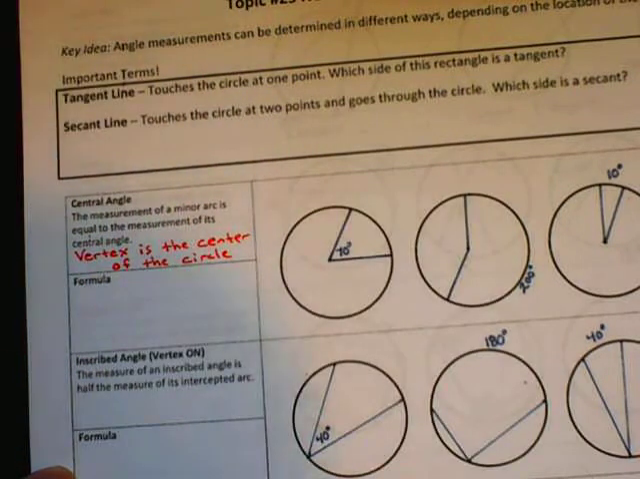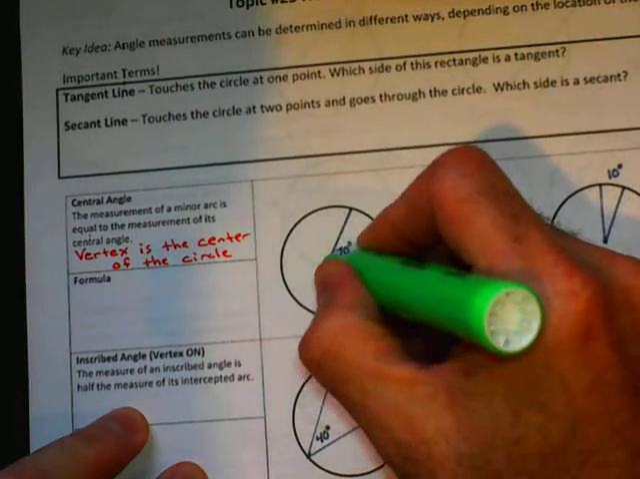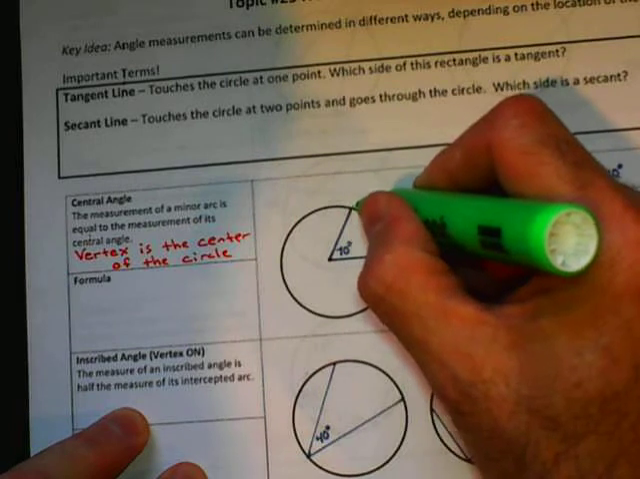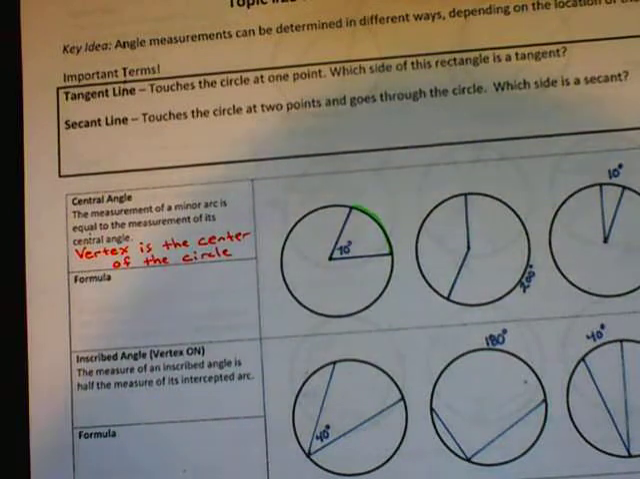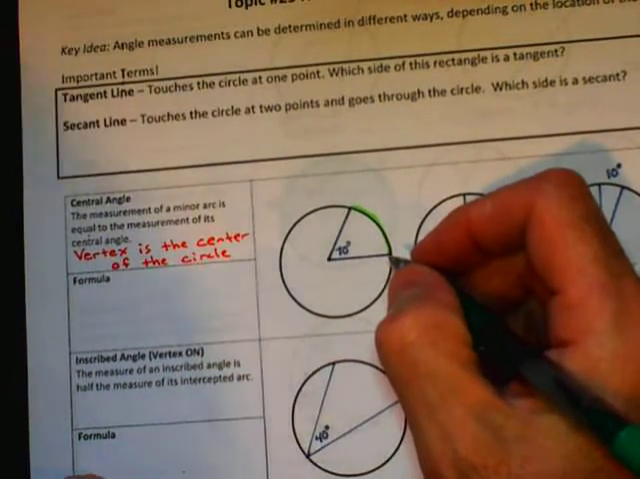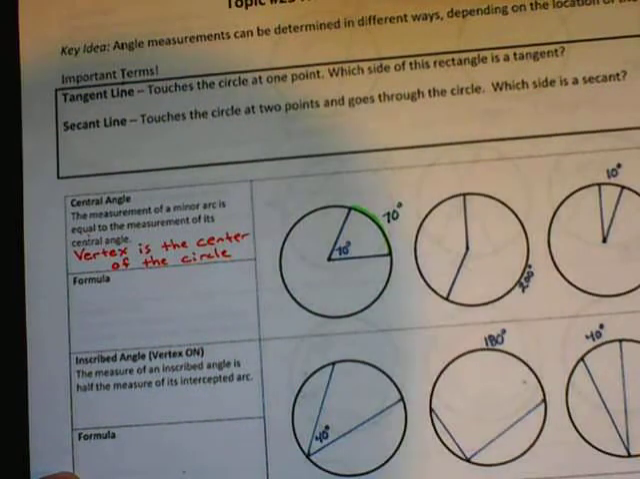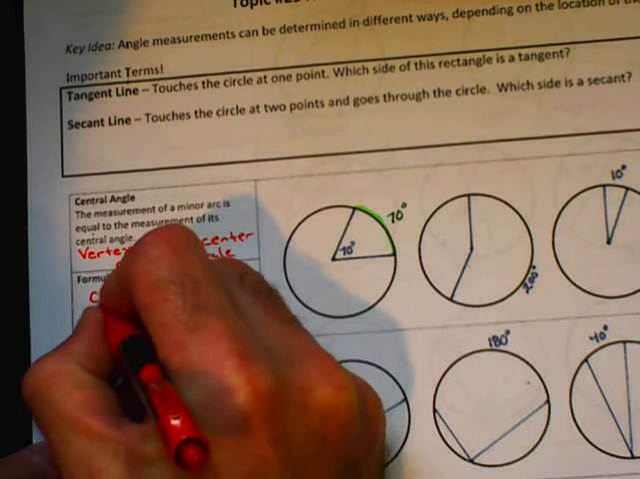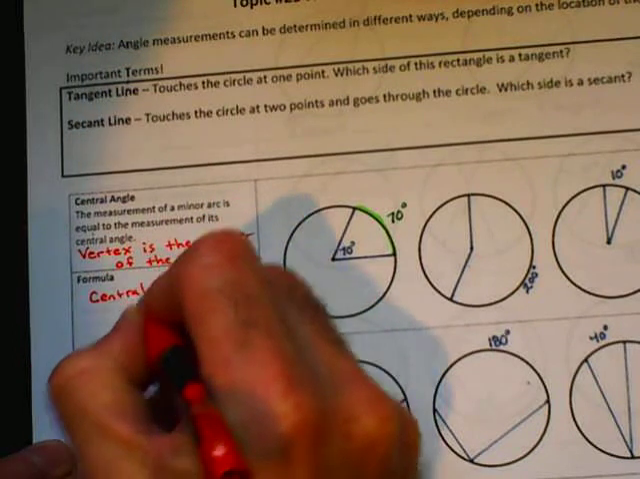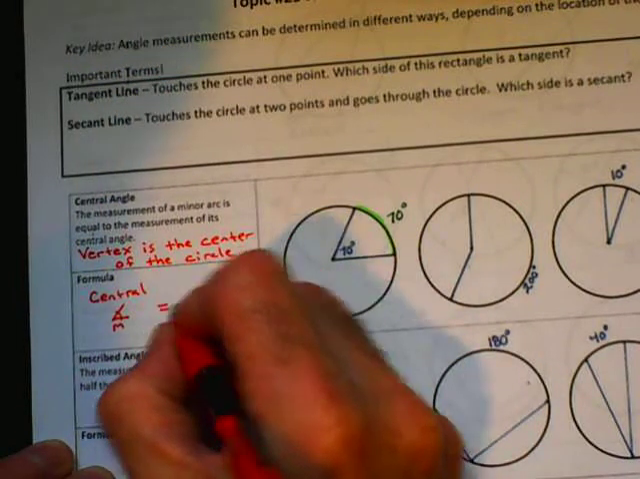Again, we're always really interested in where the vertex is. In this case, the vertex is right in the center, and we're trying to find the measure of that arc. That arc is going to have the same measure, 70 degrees. Let me finish my formula over here: the central angle measure equals the arc measure.